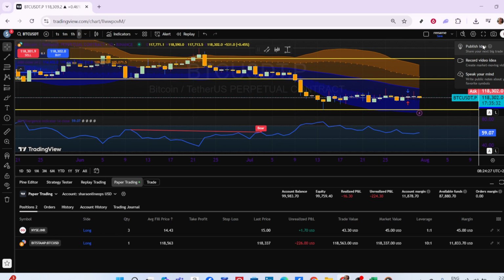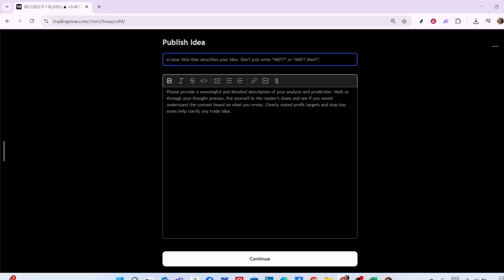Once you select Publish, you'll be prompted with another option: Publish Idea. This is your gateway to share your chart and thoughts with a larger audience. Here's where you'll start the process of explaining your insights to those interested in the crypto market.